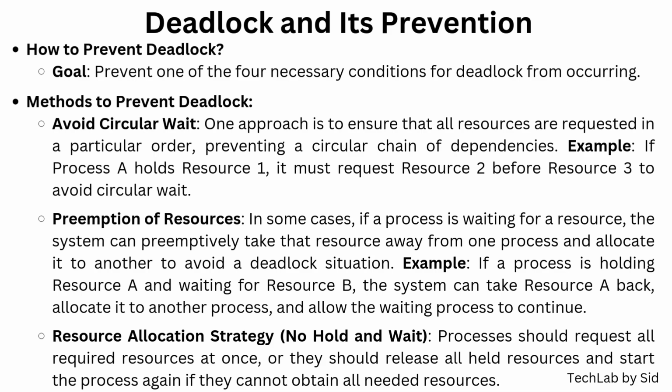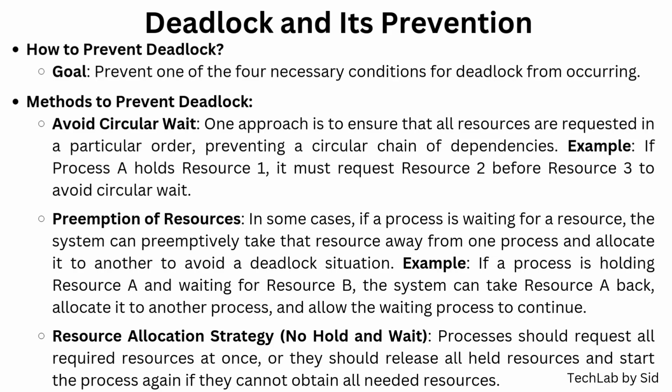One way to do this is by avoiding circular wait. This can be achieved by ensuring that resources are requested in a specific order. For example, if process A holds resource 1, it must request resource 2 before resource 3, breaking any potential circular waiting. Another approach is preemption of resources, where the system can take resources away from one process and allocate them to another, allowing the waiting process to continue.